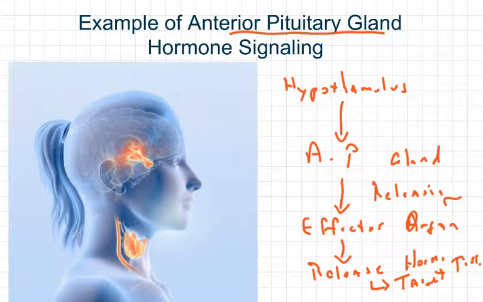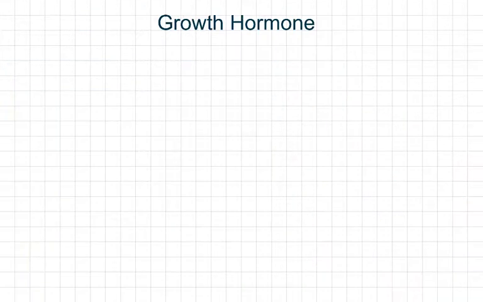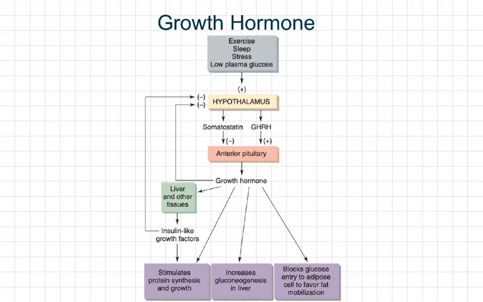Now, within these 7 different hormones that are released by the anterior pituitary gland, I want to highlight a little bit more about the growth hormone. I bring up the growth hormone because it plays an important role when we're talking about hormonal signaling in exercise. When we look at the growth hormone in exercise, one of the primary effectors that causes its release is exercise itself. Other factors are sleep and stress and, of course, low glucose. These stimuli cause the hypothalamus to release the hormone, growth hormone releasing hormone. And that activates the anterior pituitary gland to release the growth hormone.